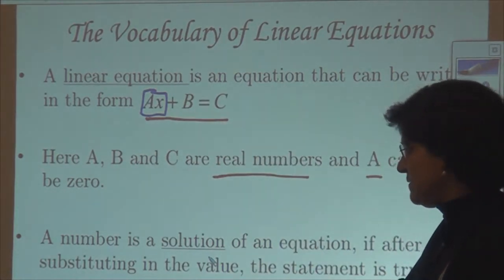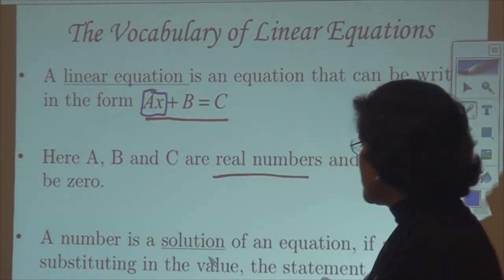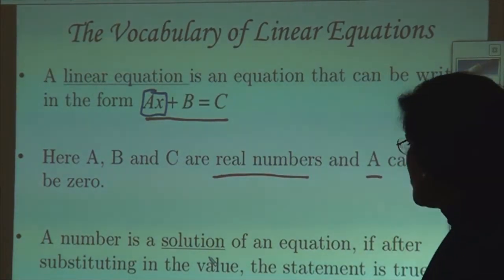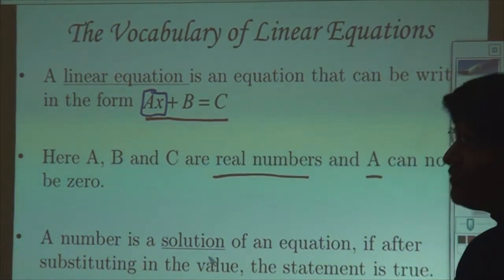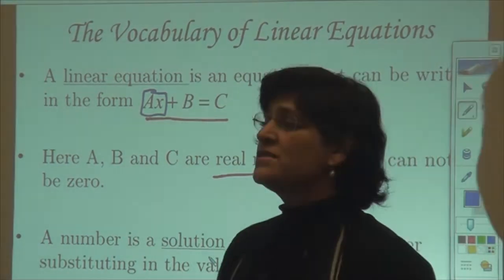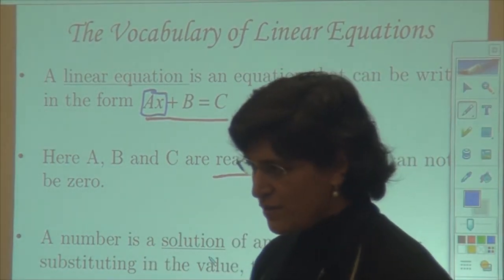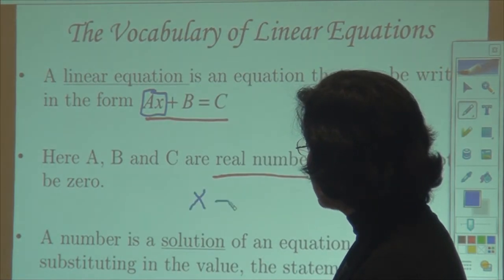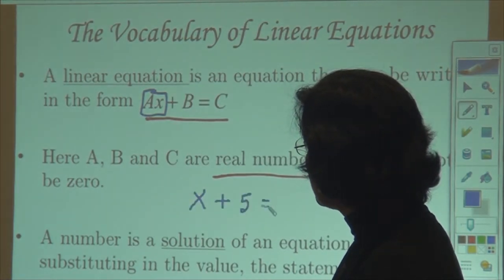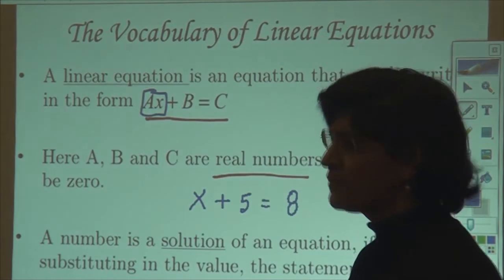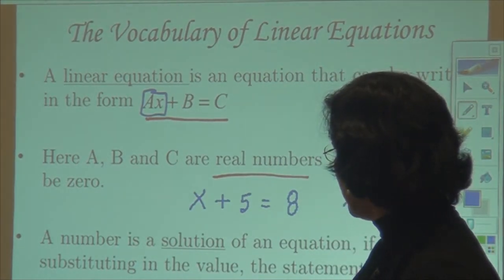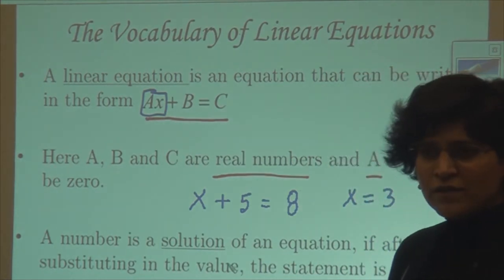A number is a solution of an equation if, after substituting in the value, the statement is true. We always talk about the solution of an equation. Now, suppose I have a simple equation, x plus 5 is equal to 8. And I say x is equal to 3. And what do we call this?